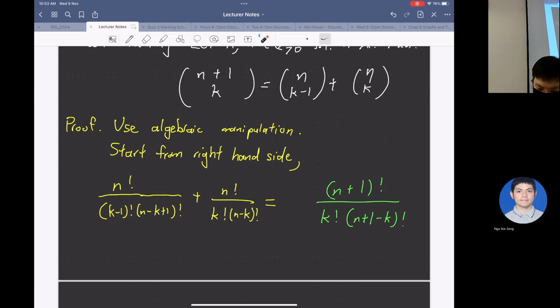Okay, so you pack them into the same denominator now, and then you just add them together. Okay, can you see it? k times n factorial plus (n minus k plus 1) times n factorial. So this k cancels with this k, and you are left with (n plus 1) times n factorial, which is (n plus 1) factorial. Okay, can you see it? Do I need to expand? Or you can expand yourself. Try expanding yourself. If you can't see it directly, try expanding yourself.